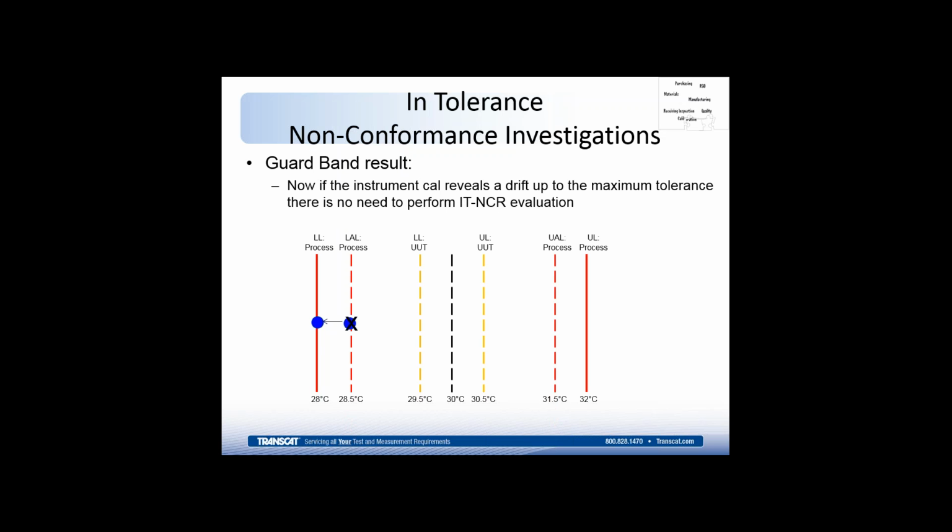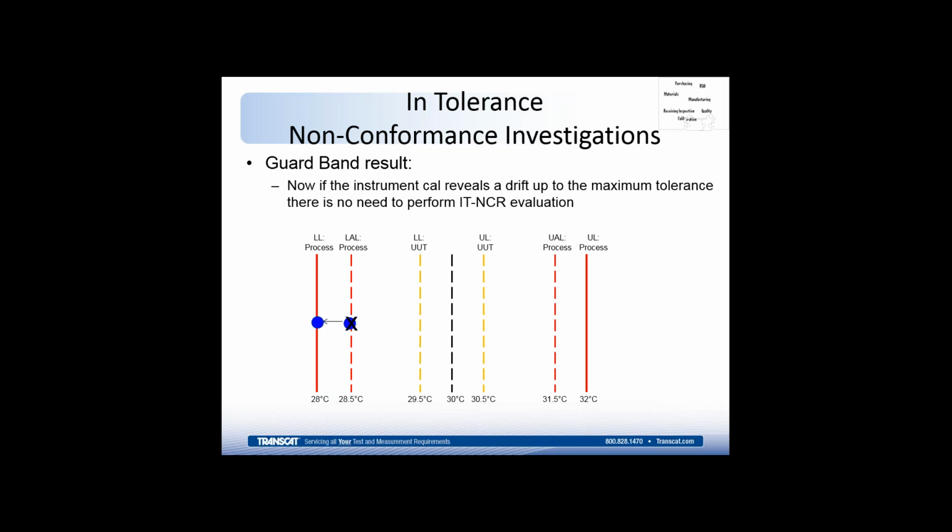Now, if the instrument calibration reveals a drift up to the maximum tolerance, there's no need to perform an in-tolerance nonconformance review. Now you can truly wait when you do this guard banding until it is out of tolerance and you receive a statement of compliance on the cert that says out of tolerance. You can't have your cake and eat it too. You can't have a situation where you don't guard band like this and expect to only rely on out of tolerance situations before you do an evaluation.